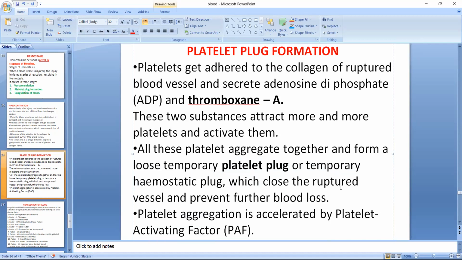It is a temporary hemostatic plug which closes the ruptured vessel and prevents further blood loss.